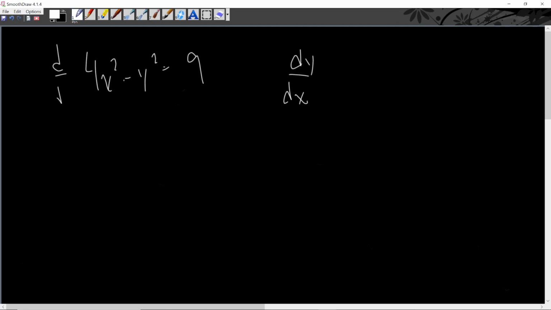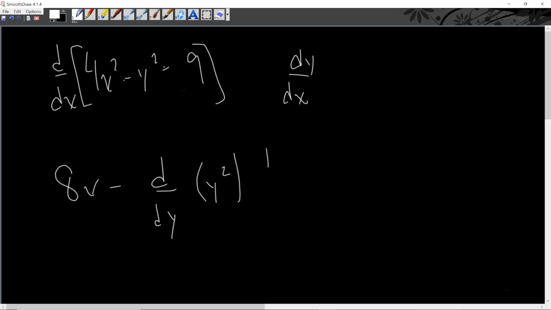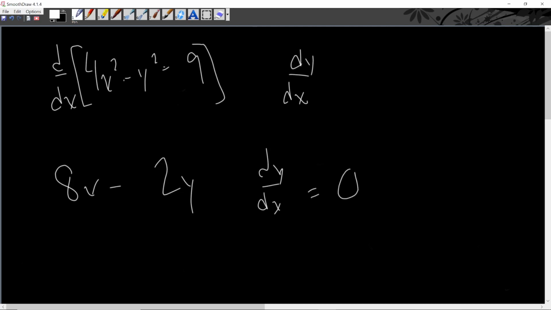So we're going to have to do d/dx of all of this. So differentiate with respect to x on both sides. We bring that 2 out in front times 4, so we have 8x to the 2 minus 1, which is 1. Didn't need to write that. So we have 8x minus 2y. So we're going to do d/dy of y squared times dy/dx. So that's just going to be 2y dy/dx. That's going to be equal to 0.